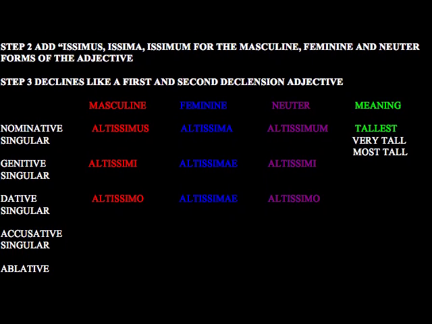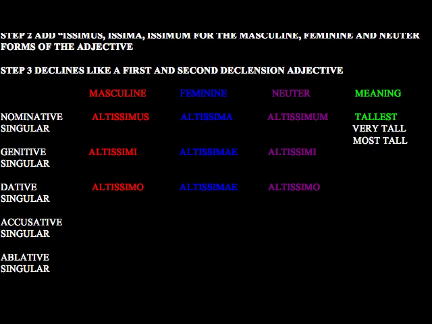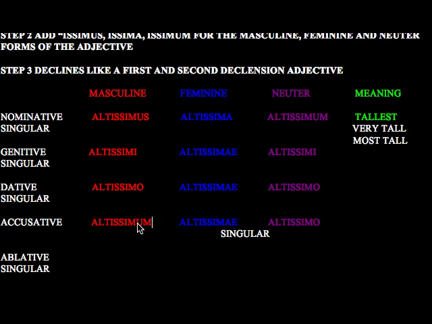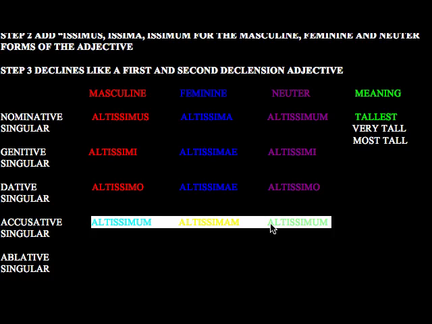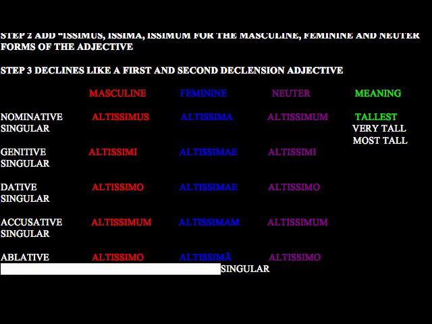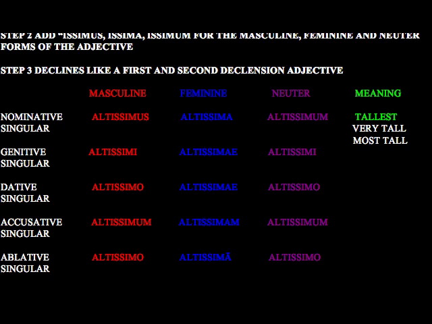I'm just going to scroll this up. And then the accusative, altissimum, altissimam, and altissimum again. Remember that the neuter is the same in the nominative and the accusative. And then lastly, the ablative is just going to be altissimo, altissima with that A with a macron, and altissimo. These are just, again, the singular forms. The plural follow the standard first and second declension. So we'll try another one.